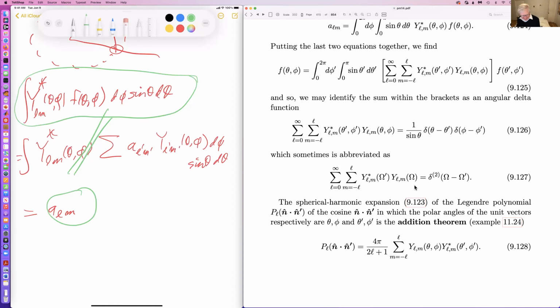Well, we're just about out of time. So we're ending at equation 9.126. So I'll pick up there on Tuesday.